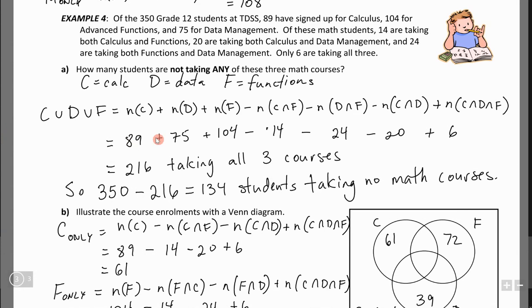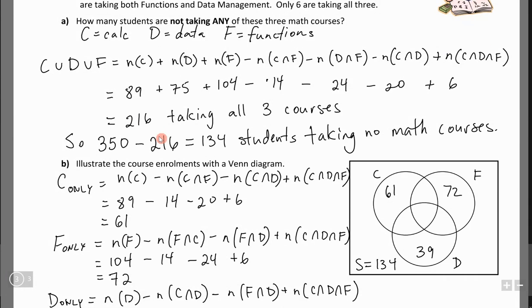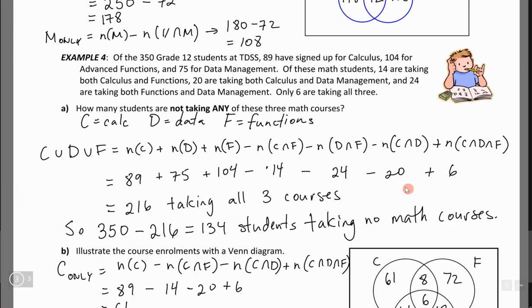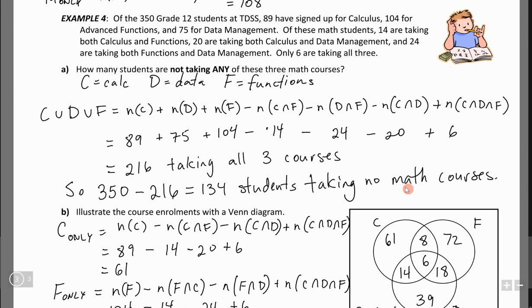If I go back up here, you can fill in the rest. So 6 are taking all three, so right in the middle goes 6. And then we have 14 taking both calculus and data. And then we have 8 who are taking calculus and functions. And we have 18 taking both data and functions.